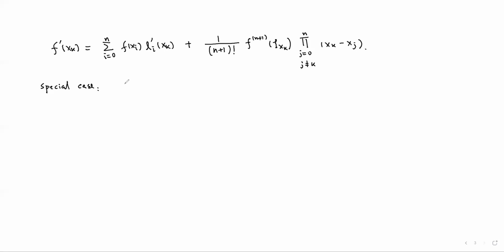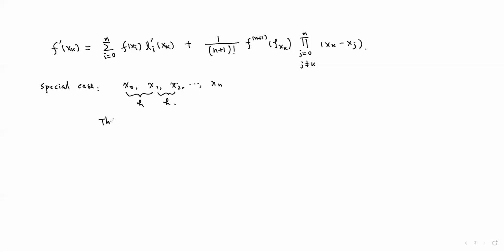That means x0, x1, x2, ..., xn. The distance between adjacent nodes is h. Suppose the nodes are equally spaced. Then we can further simplify this equation.